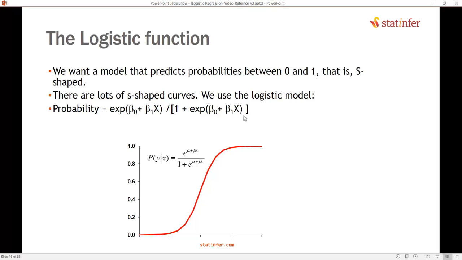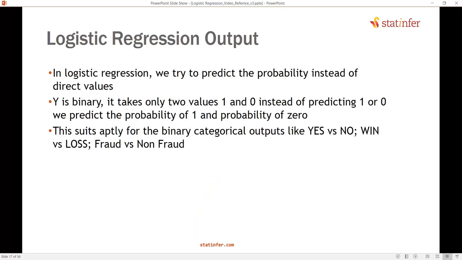That's the logistic function. So instead of building a linear regression line, it's apt to fit a logistic regression line. In logistic regression we'll try to predict the probability instead of direct values. Since y is binary, it takes only two values, 1 and 0. Instead of predicting 1 and 0, we'll predict the probability of 1 or the probability of 0.